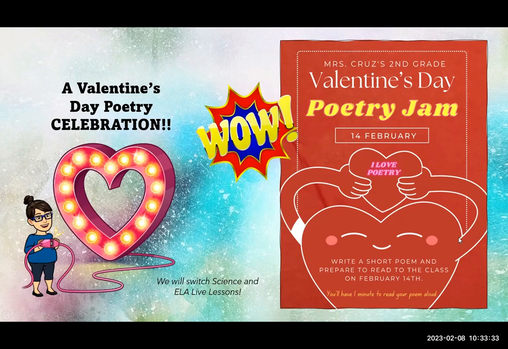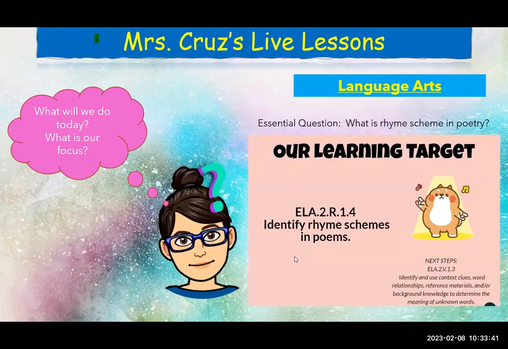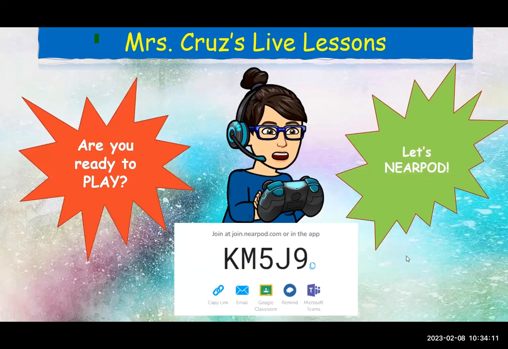Remember, it needs to be school appropriate. If you're not sure, let me know and I'll read it and I'll let you know if there's anything that we need to change. So what's our learning target today? We're going to identify more rhyme schemes in poems and a little bit more about how to write a poem. Next steps, identify and use context clues, word relationships, reference materials, and background knowledge to help you determine the meaning of unknown words. But that's another time. For now, we're going to identify rhyme schemes in poems.